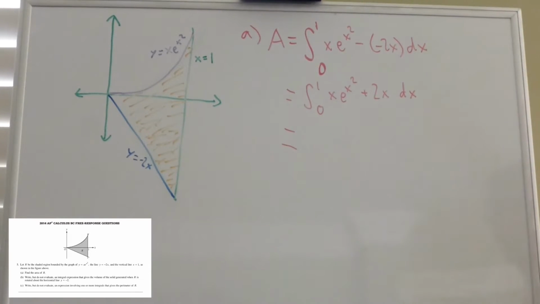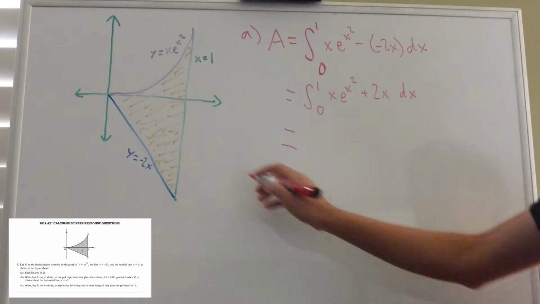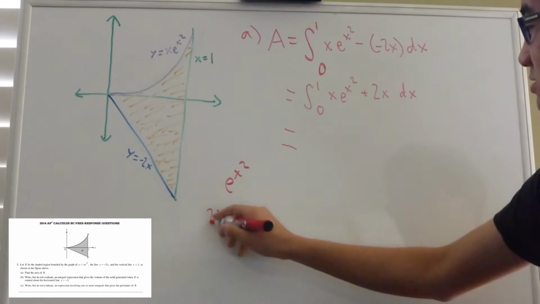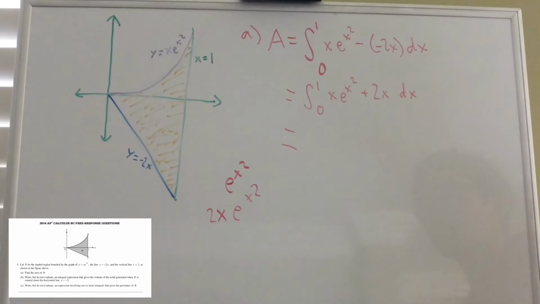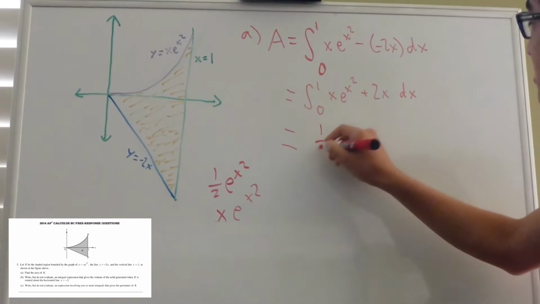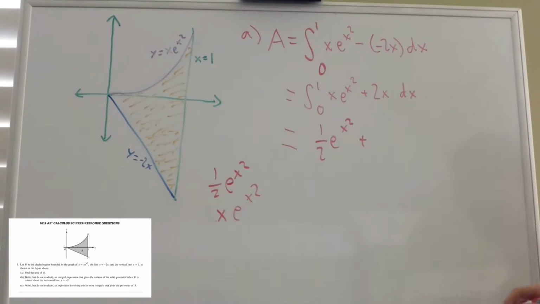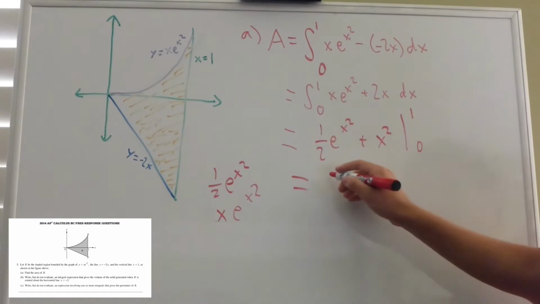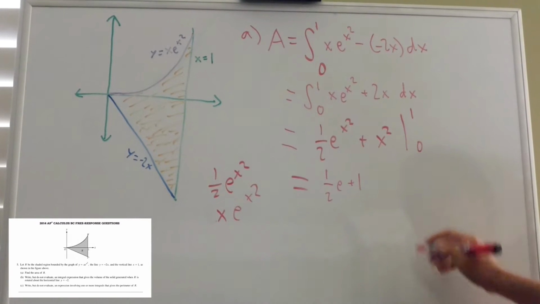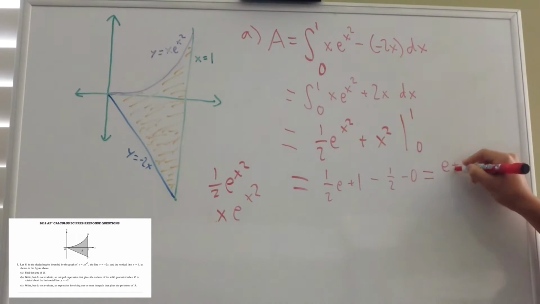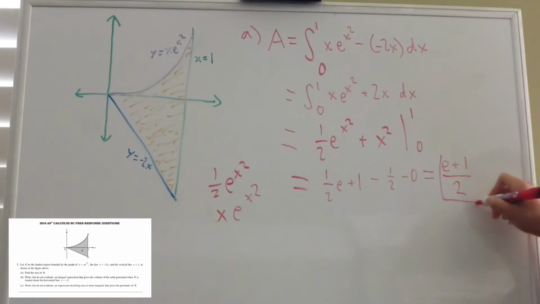If you think about it, the antiderivative of x e to the x squared, well, why don't we just take e to the x squared first? If we take the derivative of this, then we get 2x e to the x squared. So this is similar to this, except it's multiplied by 2, which means that our antiderivative of this will just be 1/2 of this. And the antiderivative of 2x is x squared. And we let this run from 1 to 0. So in plugging this in, we get 1/2 e plus 1 minus 1/2 minus 0, which is just (e plus 1) over 2, which is our area.